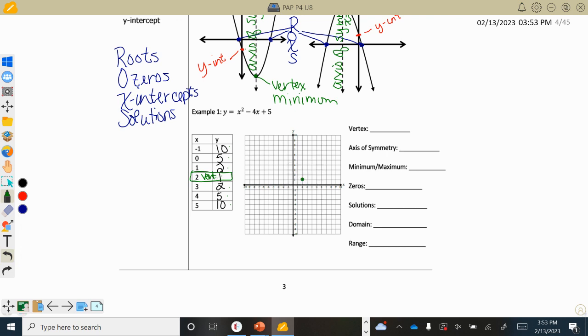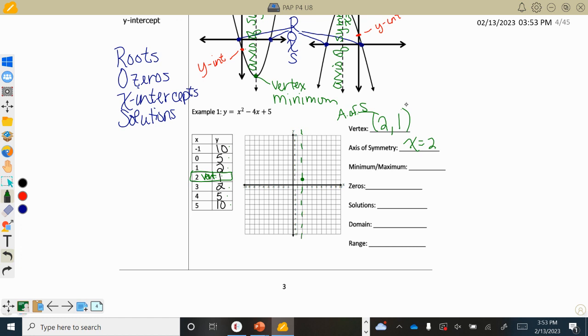All right. Now, as part of my vertex, it's going to give me a couple of pieces of information. The 2 right here is going to be my axis of symmetry. Okay, so at x equals 2. I'm going to go ahead and dash in my axis of symmetry there.